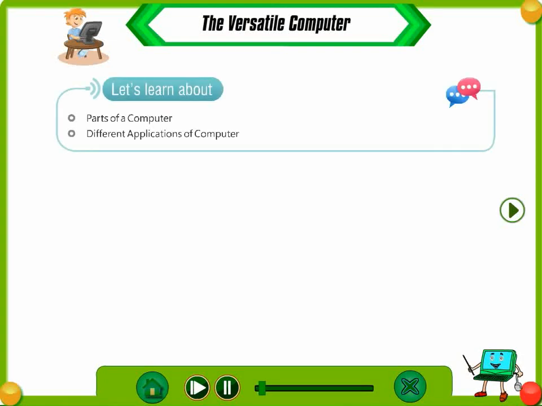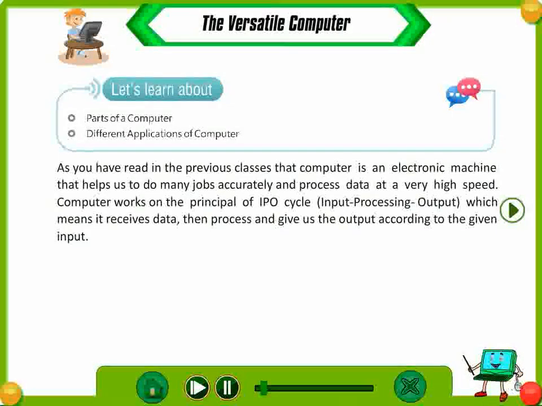The versatile computer. Let's learn about parts of a computer and different applications of computer. As you have read in the previous classes, a computer is an electronic machine that helps us to do many jobs accurately and process data at a very high speed. A computer works on the principle of the IPO cycle, input, processing, output, which means it receives data, then processes it and gives us the output according to the given input.